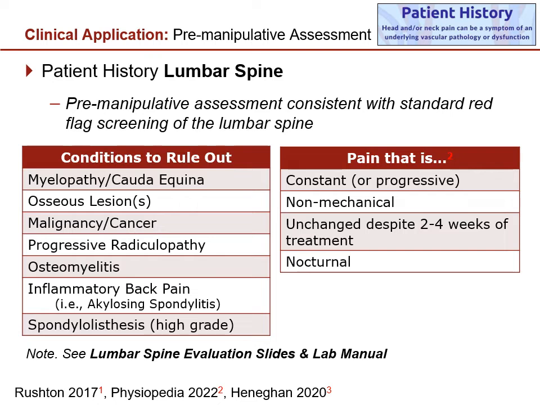So you have the pre-manipulative assessment consistent with the standard red flags in the lumbar spine. So I'd encourage you to continue to rule those out as you otherwise would, and I'll give a little bit of guidance on that. But the conditions that you're looking to rule out are myelopathy and or cauda equina, osseous lesions, malignancy and or cancer, progressive radiculopathy, osteomyelitis or recent infection, inflammatory back pain such as ankylosing spondylitis, and then spondylolisthesis of a high grade that would otherwise put someone in an unstable segmental positioning. Same as what you had in the thoracic spine, constant or progressive pain that's non-mechanical, unchanging despite 2 to 4 weeks of treatment, and nocturnal in and of itself.